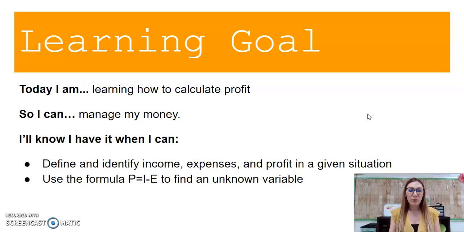I'll know I have it when I can define and identify income, expenses, and profit in a given situation. I can use the formula P (profit) equals I (income) minus E (expenses) to find an unknown variable.